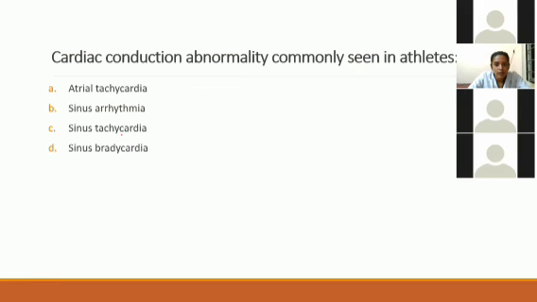Next one is the third and last question. Cardiac conduction abnormality commonly seen in athletes. A, atrial tachycardia, B, sinus arrhythmia, C, sinus tachycardia, D, sinus bradycardia. Which cardiac conduction abnormality is commonly seen in athletes?